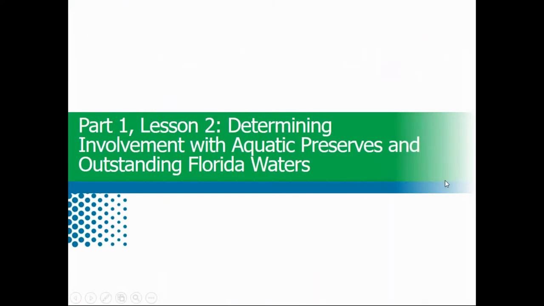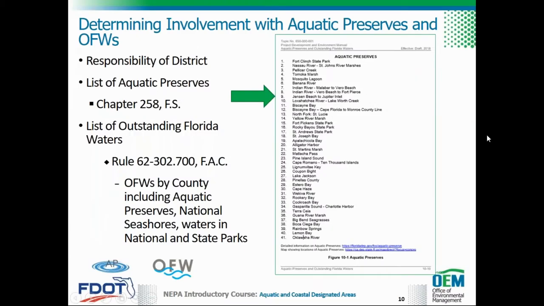Now that we know what these designations mean, let's begin with Lesson 2, where we will discuss the process of determining project involvement with aquatic preserves and OFWs. It is the responsibility of the district to determine project involvement with aquatic preserves and OFWs. The district may refer to lists along with project location maps to determine if the project may involve one or more of these designated water bodies.